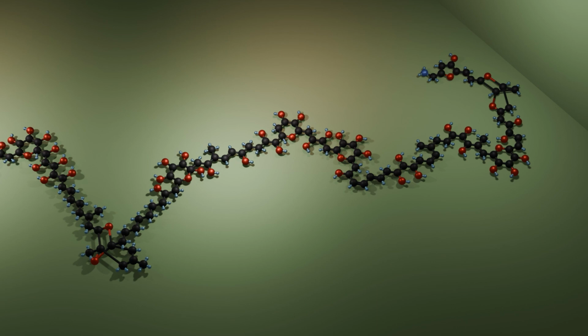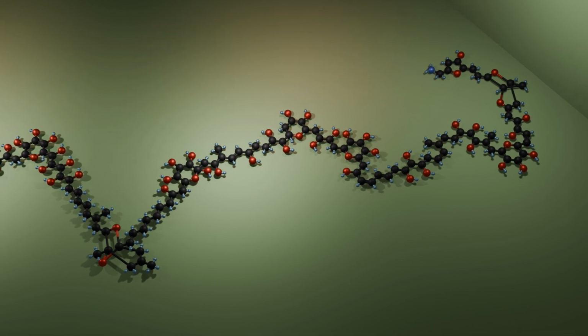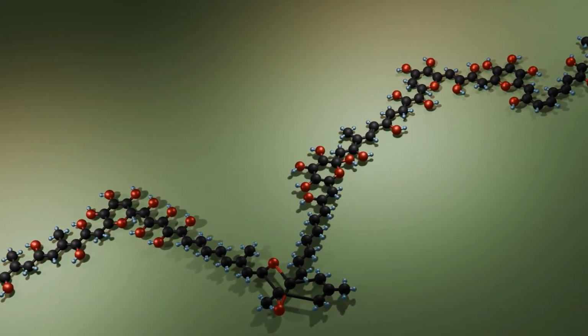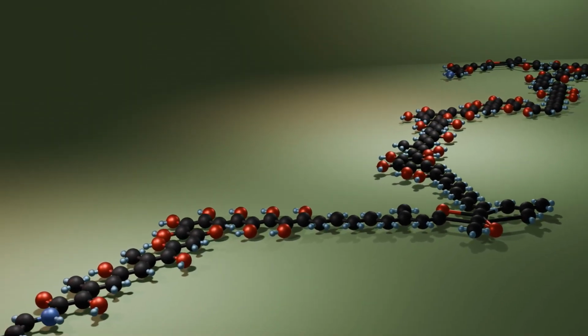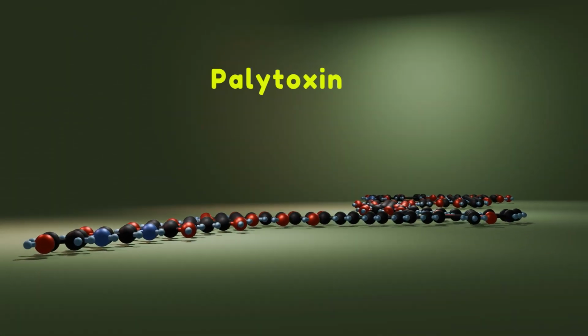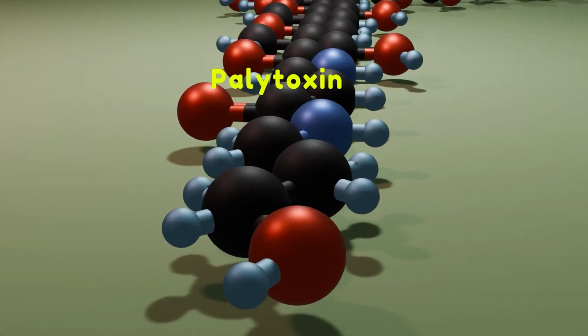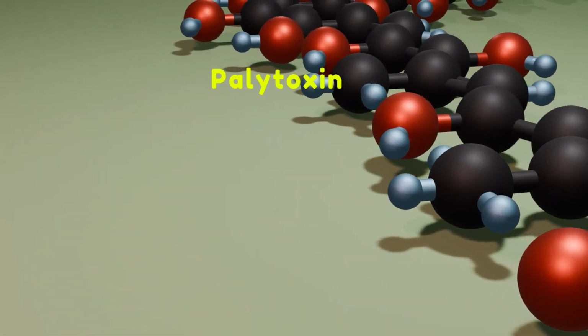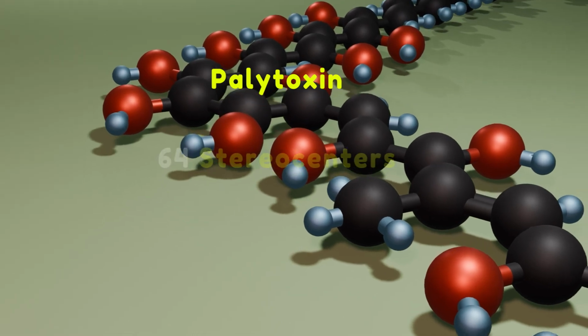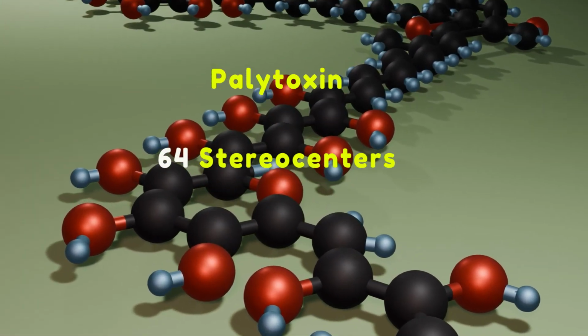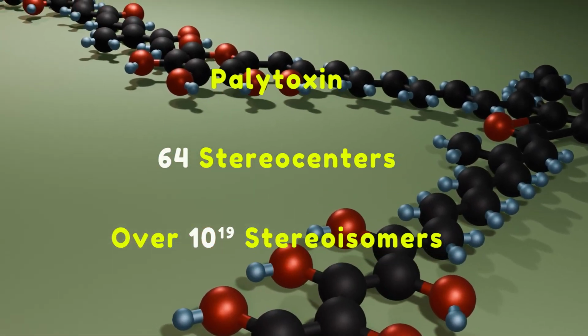Upward trends in demand for new medicine enthuse chemists to develop synthetic tools to build more complex molecules. For instance, look at this monster. Palytoxin is one of the most toxic non-protein compounds and contains one of the longest carbon chains of naturally occurring molecules. It contains 64 stereocenters, so it can exist as over 10 to the power of 19 stereoisomers.